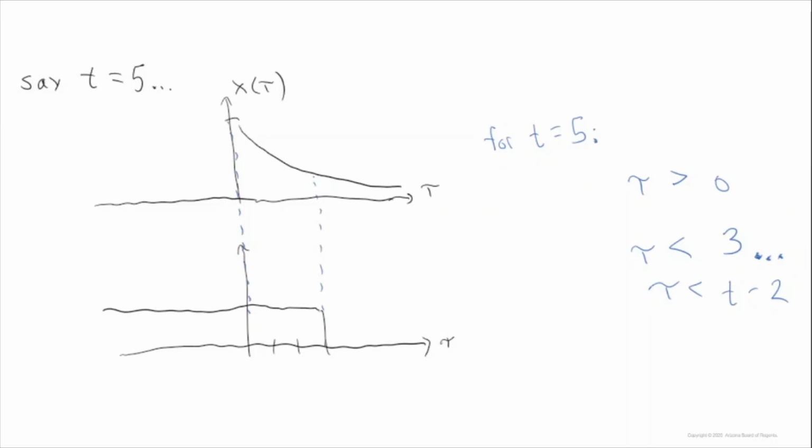We can conclude that the upper limit will always be t minus 2, but if you are not sure, then you can plug in another value for t and see where the overlap is. If you choose t equals 6, then you will see that the overlap region is from tau equals 0 to tau equals 4, which is once again t minus 2.